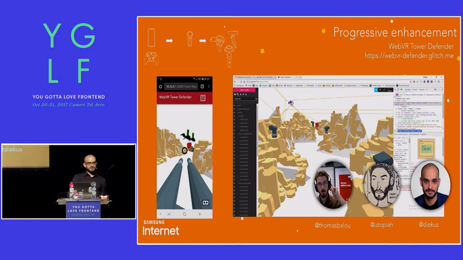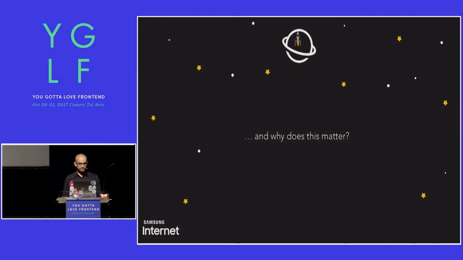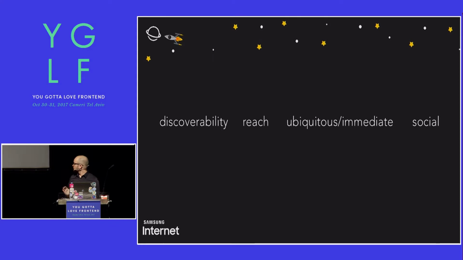Now, we can already start seeing the benefits of this from a technical point of view, but why does this really matter? There are 4 things that I mentioned in the agenda that we're going to be covering. First, we can talk about discoverability that we get with the web, the reach that we're getting, ubiquity and immediacy of the content, and the social aspect of this one.